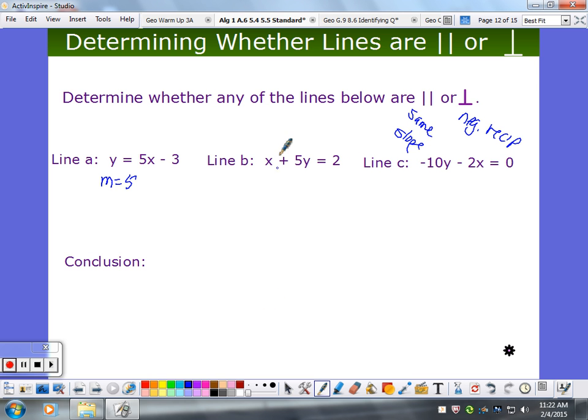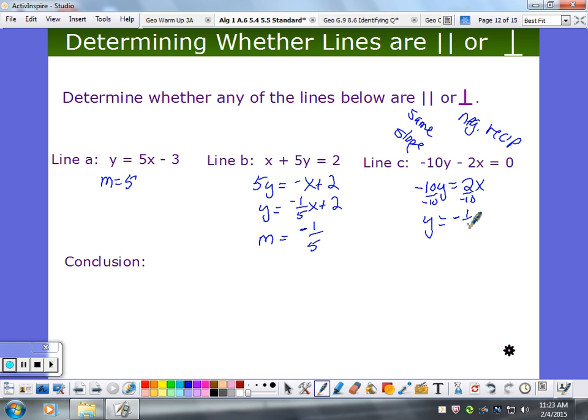Now, this one I got fixed a little bit. So I'm going to flip the x on the other side. And then what? And what gets divided by 5? Everything. So what's my slope here? Negative 1/5. Let's do the same thing here. Negative 10y. Add the 2x, right? Goes over there. Divide by negative 10. So y equals, reduce this, negative 1/5 x. What's the slope?